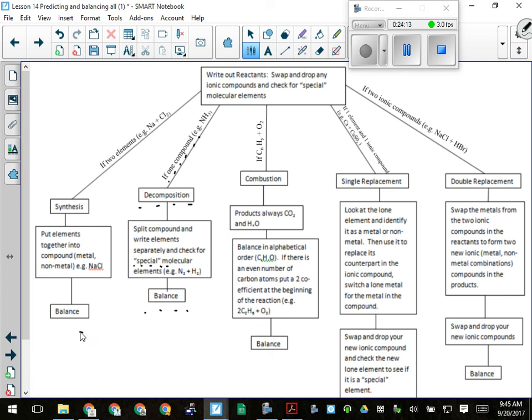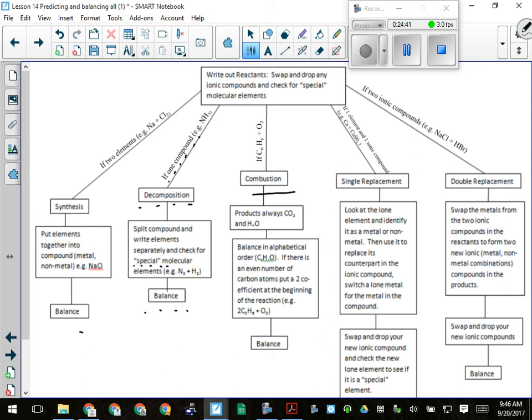If our reactants are carbon, hydrogen, and oxygen, and I've just put in here CnHy, because those could be any number, there could be any number of carbons or hydrogens, then it's a combustion reaction. Always have the products CO2 and water. We balance in alphabetical order. If we have an even number of carbon atoms, we put a 2 coefficient to begin and balance the reaction.